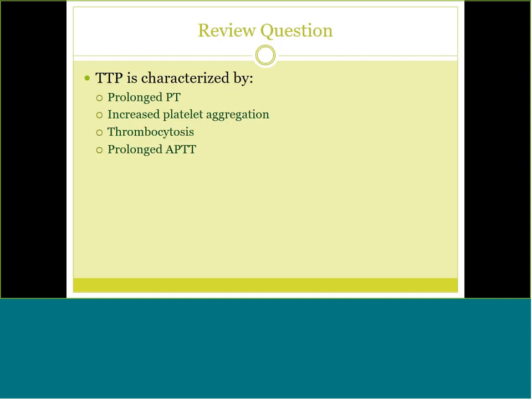TTP is characterized by, and it would be increased platelet aggregation. Again, TTP has nothing to do with the coag tests, so PT and APTT would be normal. Those would not be affected. And remember, the middle word of TTP is thrombocytopenia, which means low platelet count. So it can't be thrombocytosis, but you do get those platelet aggregates or platelet clumps, clots occurring. So that would fit, increased platelet aggregation.